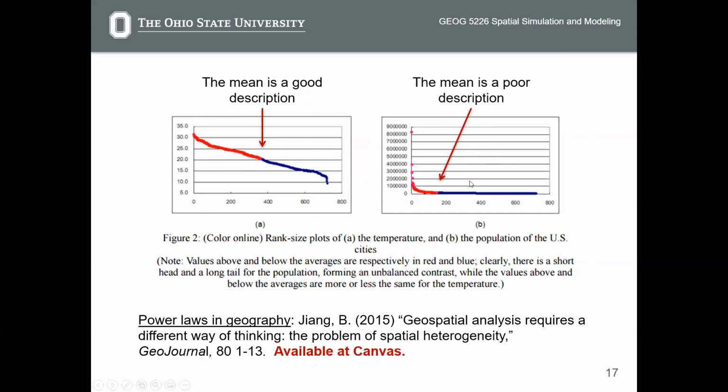But on the right side, if we are talking about the population distribution of the United States, the mean is a poor description because most cities are on the left side of the mean. Only a very limited number of cities are on the right side of the mean. So here is not actually the center of the data set, it's far left. Then you would say, wait, what should I do? I still want to find out the center of the data set.